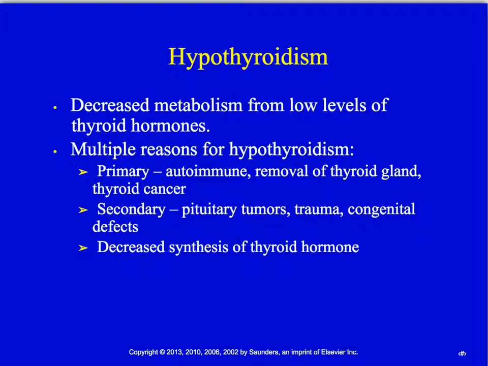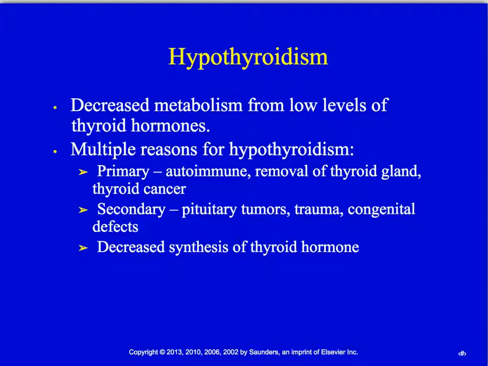What I want you to think about is, in the primary situation, if the thyroid gland itself is not functioning properly, how all this works. They all work on something called a negative feedback system. If the pituitary gland senses a low level of thyroid hormone circulating in the body, it will increase the thyroid stimulating hormone levels in order to stimulate the thyroid to make more.